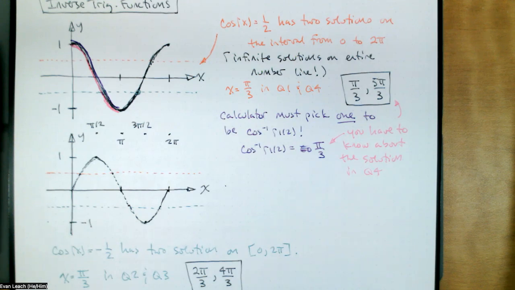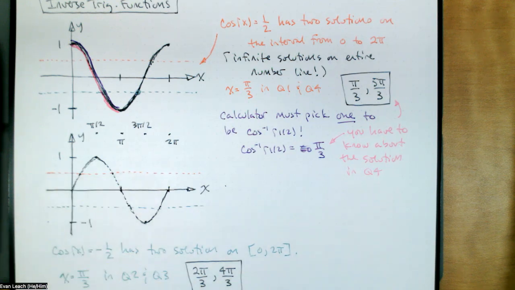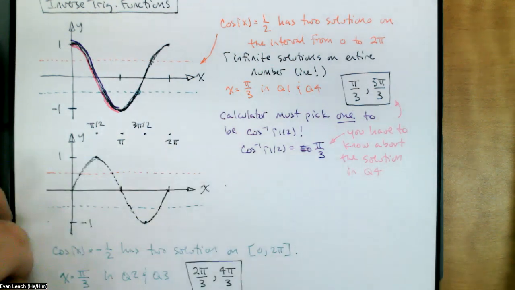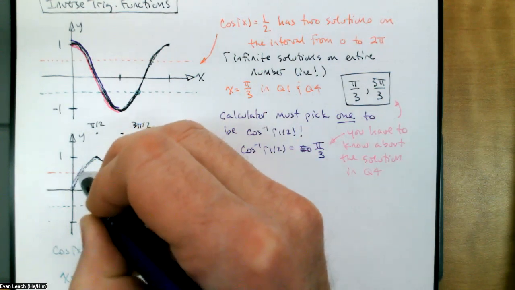Notice that the same thing happens with sine. There are two solutions on the interval from 0 to 2 pi where sine of x is equal to 1/2. Quadrant 1 and quadrant 2, that's where sine is positive. Sine is negative in quadrant 3 and quadrant 4. So we've got to pick one of those quadrants where sine is positive and one of the quadrants where sine is negative. We definitely want to be using quadrant 1.